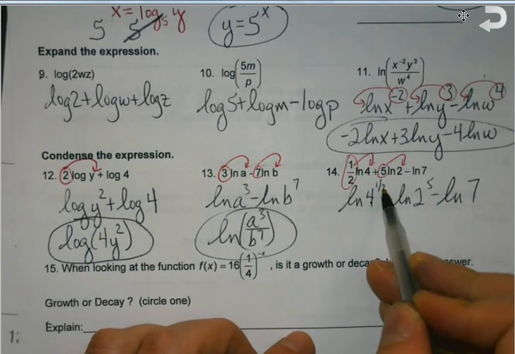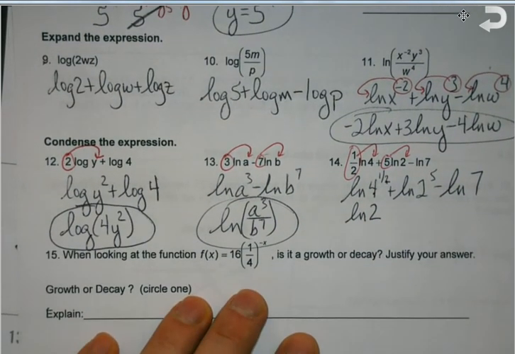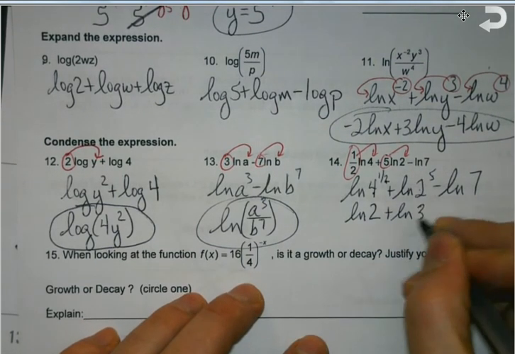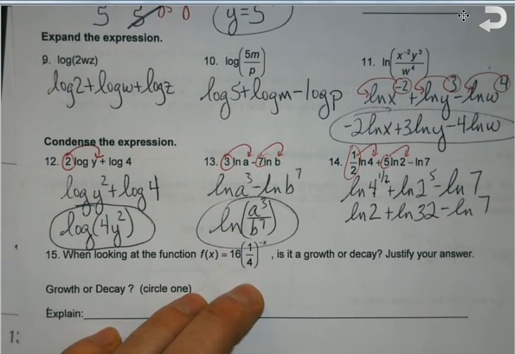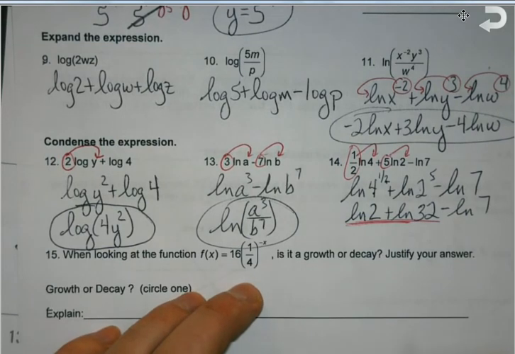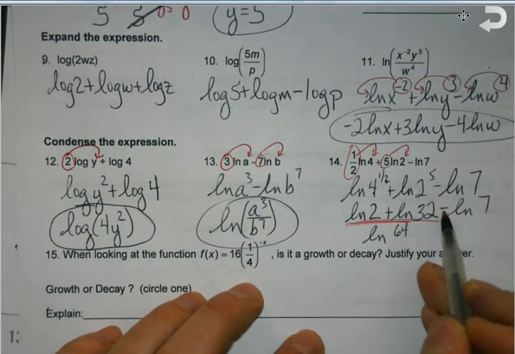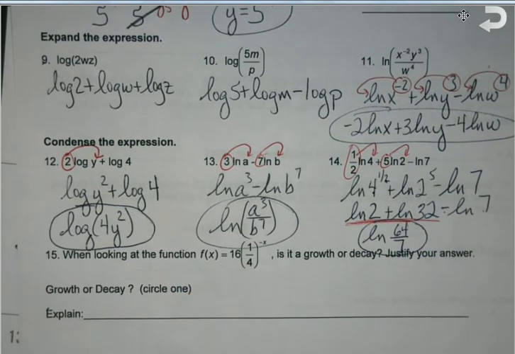So 4 to the 1/2 power is the same thing as the square root of 4. So that's the natural log of 2. 2 to the 5th power, and it's actually an exponent this time, so don't just multiply them, would be natural log of 32 minus the natural log of 7. So then to finish, do it in pieces. Add becomes multiply, so 2 times 32 would be the natural log of 64 minus the natural log of 7 would make it a fraction. But again, if you do ln 64 over ln 7, that's perfectly acceptable.